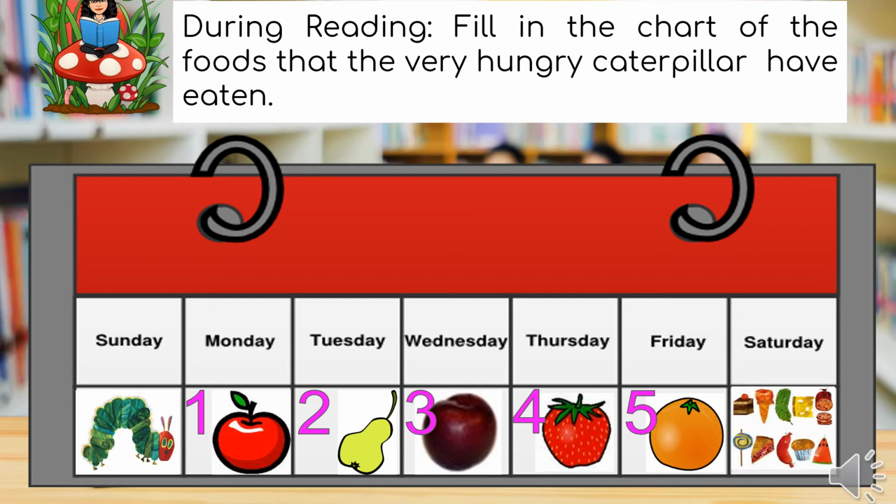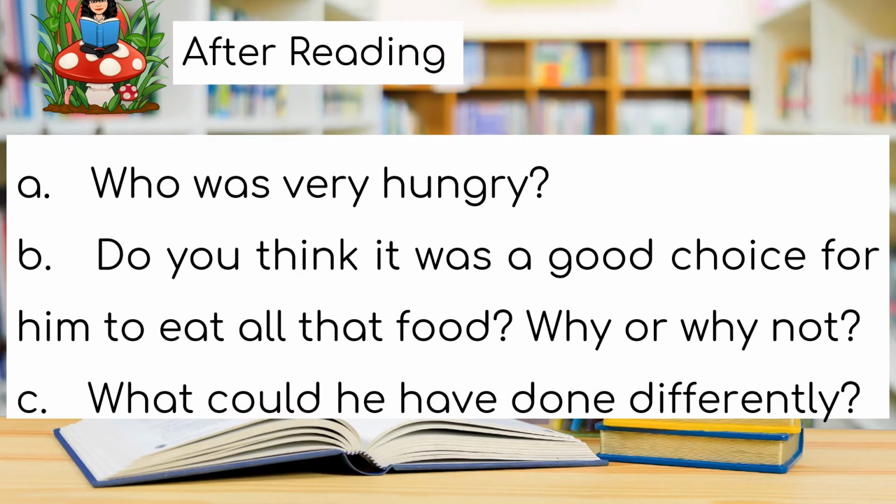On Saturday, he ate through 1 piece of chocolate cake, 1 ice cream cone, 1 pickle, 1 slice of Swiss cheese, 1 slice of salami, 1 lollipop, 1 piece of cherry pie, 1 sausage, 1 cupcake, and 1 slice of watermelon. Now, you must write your answers for the following questions.